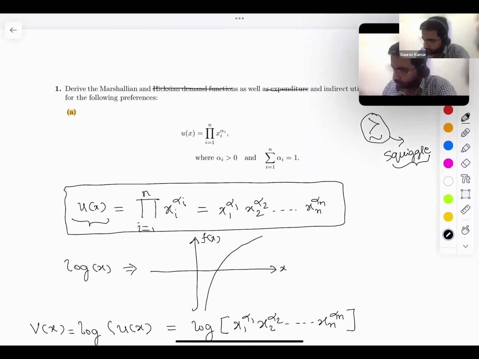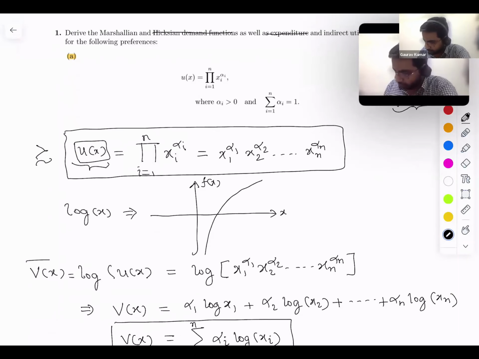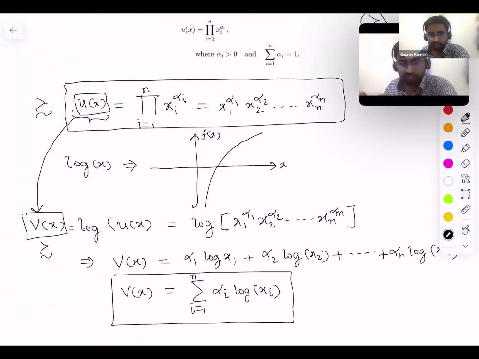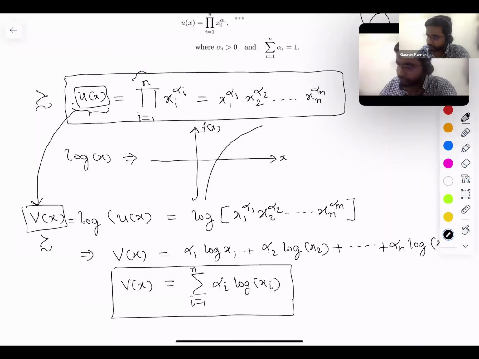A utility function is nothing but a representation of these preferences. So u of x is a utility function that represents some preferences. v of x here is a monotonic transformation of this u of x, and so it represents the same squiggle. You don't need to get into the details. Just understand that under monotonic transformations, v of x is going to give you the same answers as u of x. So for convenience and for computational purposes, we are just taking log on both the sides and converting this multiplication into a summation.